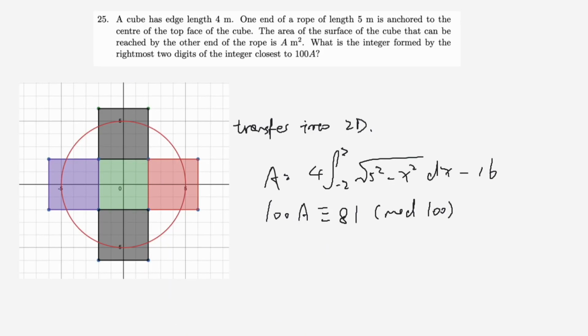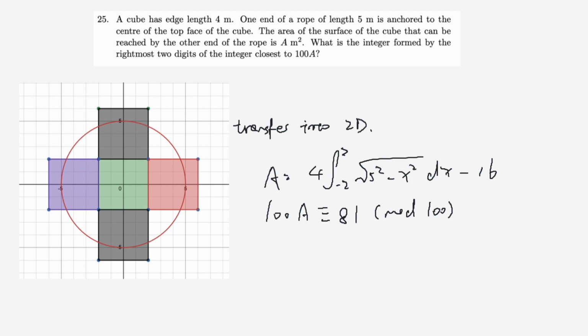Lastly, we have question 25. A cube has edge length 4 meters. One end of a rope of length 5 meters is anchored to the center of the top face of the cube. The area of the surface of the cube that can be reached by the other end of the rope is a meters squared. What is the integer formed by the rightmost 2 digits of the integer closest to 100a?